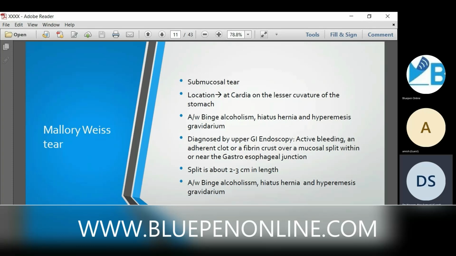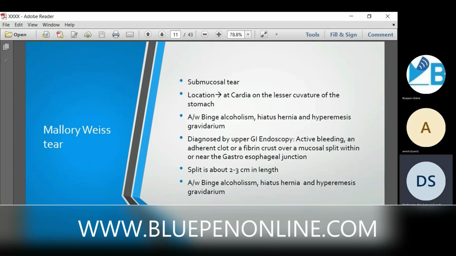That is cardia of the stomach. Where is cardia located? It's located on the lesser curvature of the stomach. Remember that. Then it's associated with binge alcoholism. What do you mean by binge alcoholism? It means people suddenly drink a large quantity of alcohol, and that will cause vomiting, and this vomiting will cause the tear.